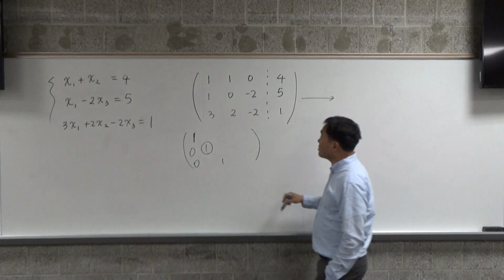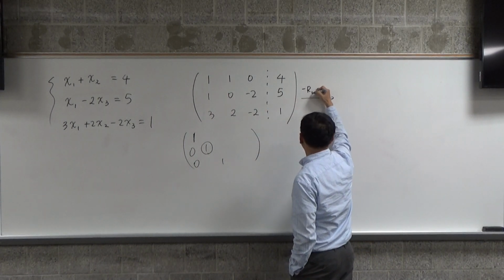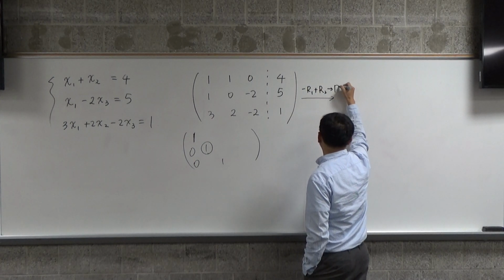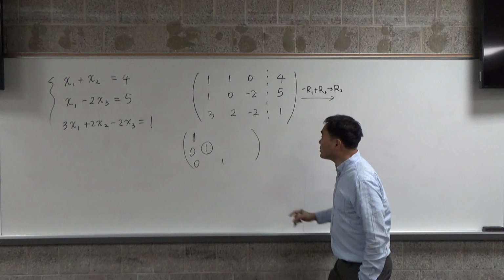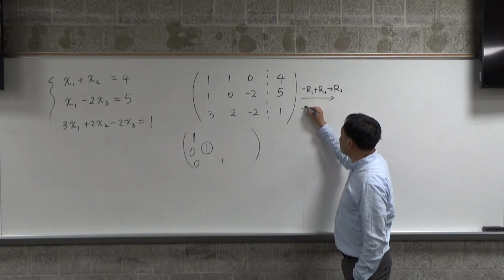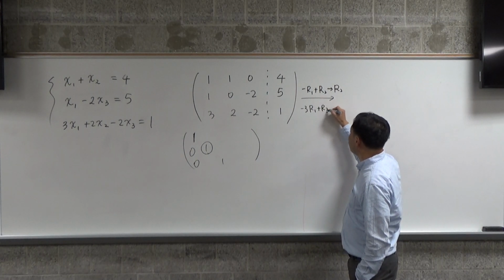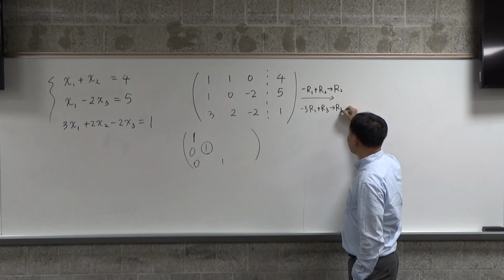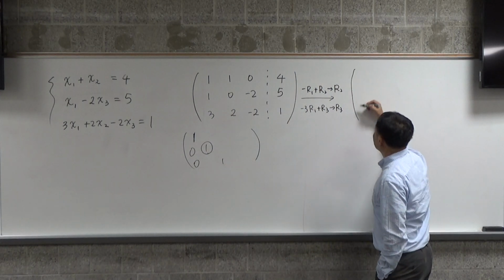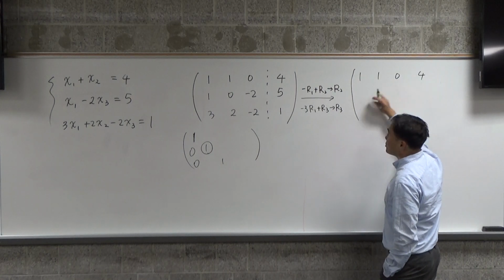And I think the right way to do this is to take negative of the first row, add to the second row, and put that result in the second row. That's going to get rid of this. Right? On the other hand, if I take negative 3 times row 1 and add it to row 3, and make it replace R3, that will also make this as 0. So we make 1, 1, 0, 4. That we didn't touch at all.